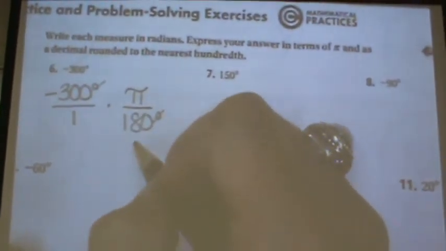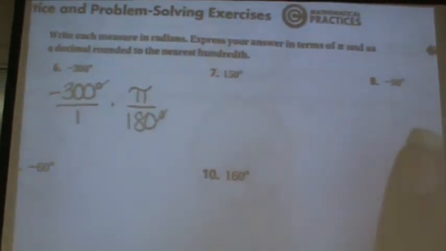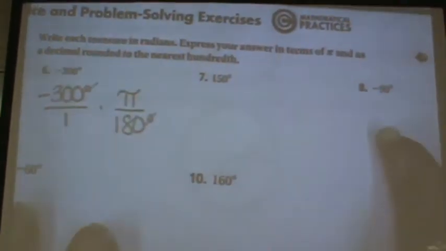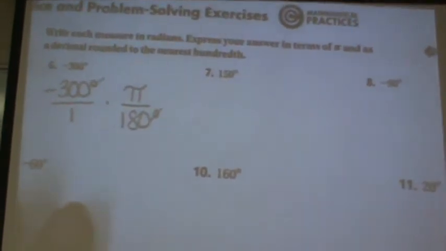You wanna get rid of the bubble, and you wanna definitely reduce. Now, I don't care if you use your calculator and reduce it, but write it as an improper fraction. That's how you do those 6 problems. Now flip it over. Read the next 6.